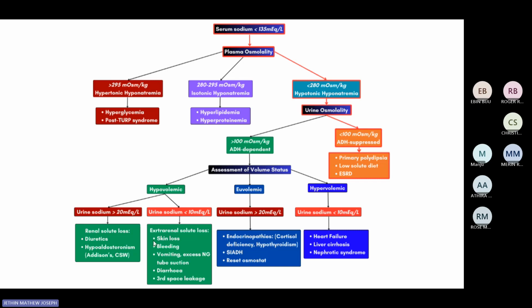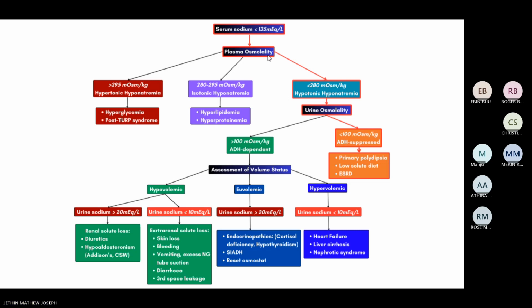So remember that cerebral salt wasting is a volume contracted state. It is hypovolemic, and SIADH is a euvolemic state. So yeah, just to go through the flow chart one more time. First step is to measure serum sodium less than 135.